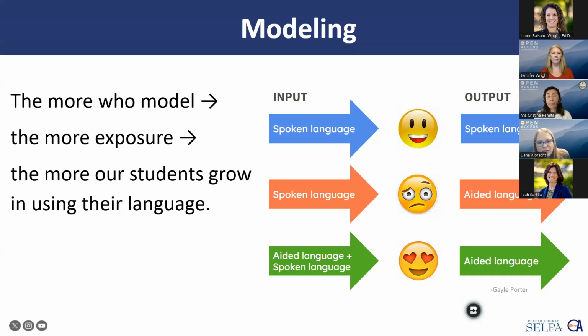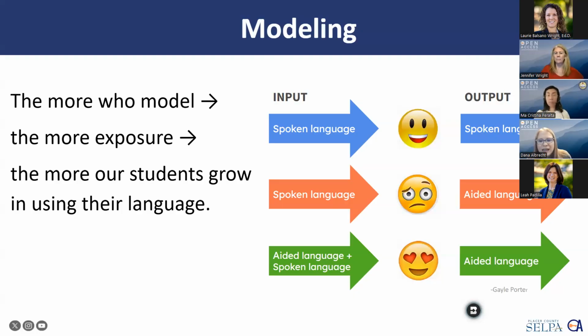But if that middle line there in the orange, if the input that we're given is spoken language, and then we're expecting a student that's having a little bit of difficulty with the spoken language to use aided language, we're going to have a kiddo that's not really understanding what the expectations are for them, right?